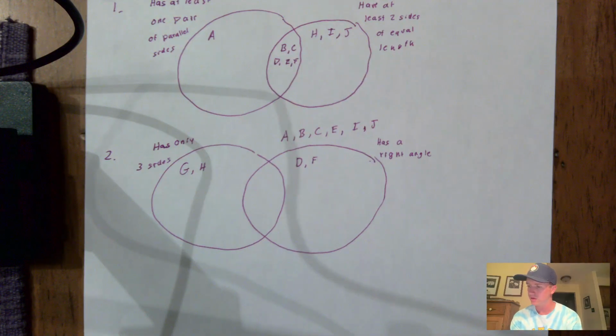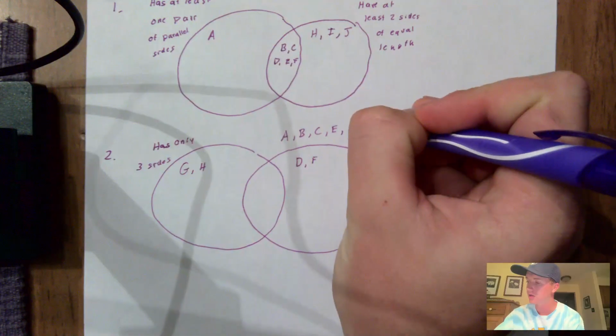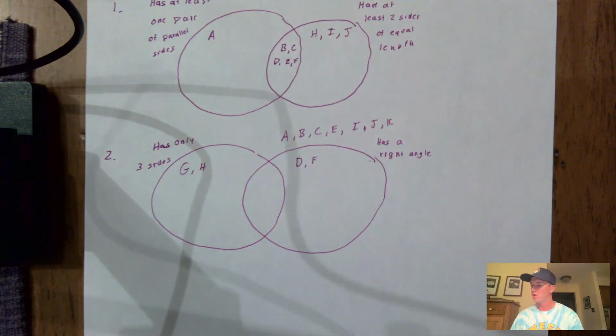All right, circle, letter K. It does not have 3 sides, has no sides, has no right angles, so therefore we can put K on the outside. All right, we're almost done here.